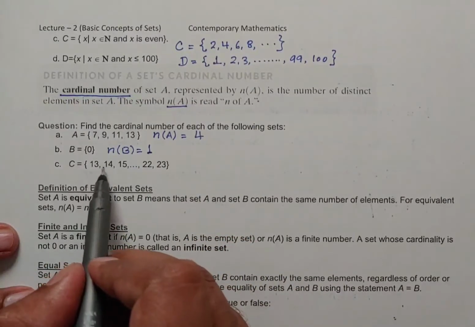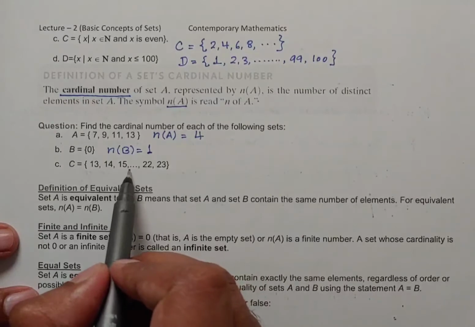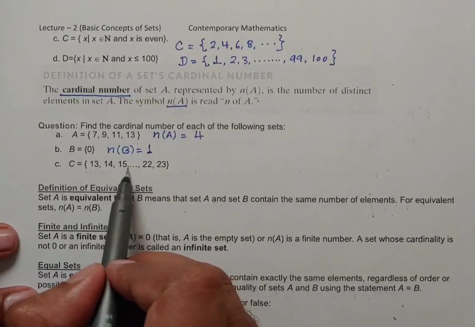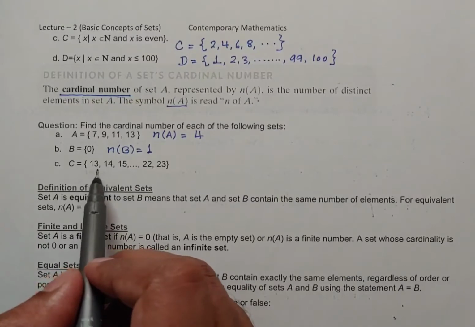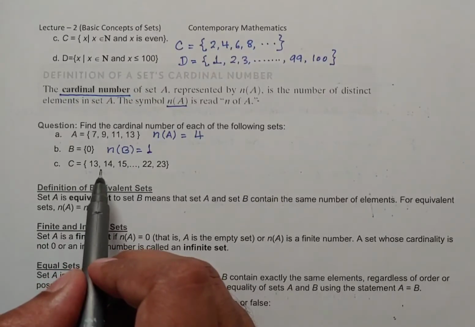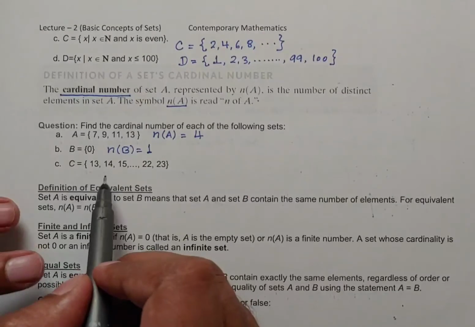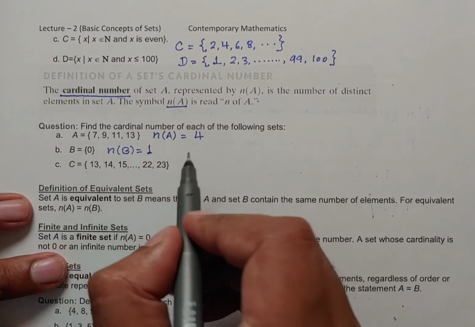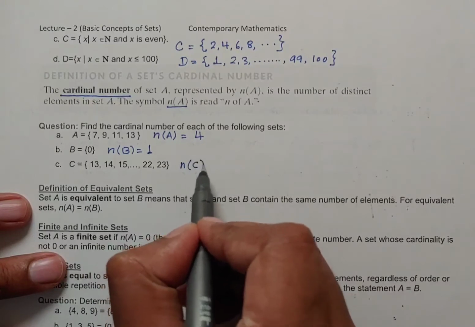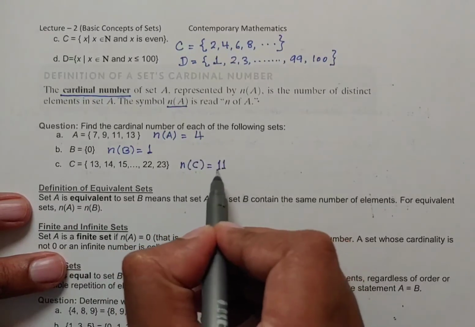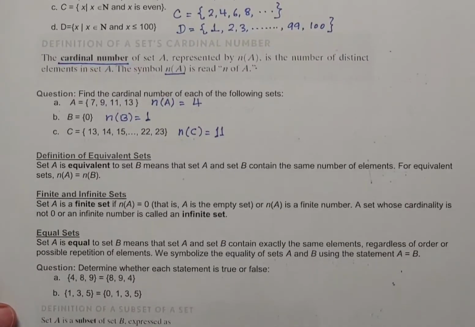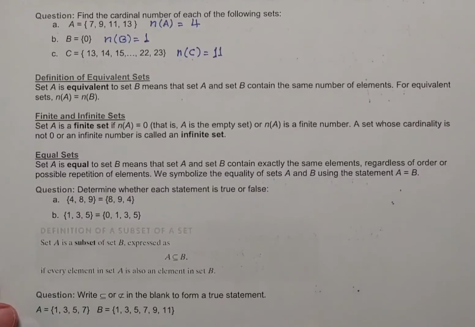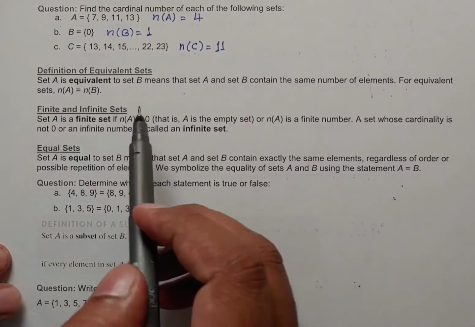C is 13, 14, 15, ..., 22, 23. There are 3 dots, so be careful, you need to include all the numbers between 15 and 22 because of those dots. So you count 13, 14, 15, 16, 17, 18, 19, 20, 21, 22, 23. So there are 11 numbers inside the set C. So the cardinal number of C equals 11. That's how we find the cardinal number of a set: we count the number of elements.